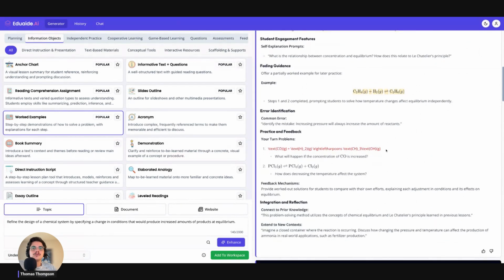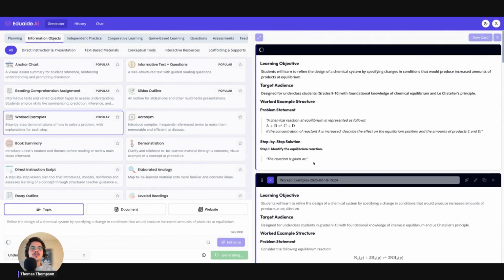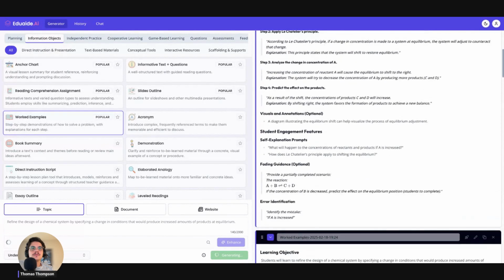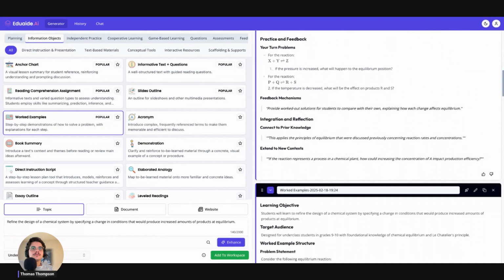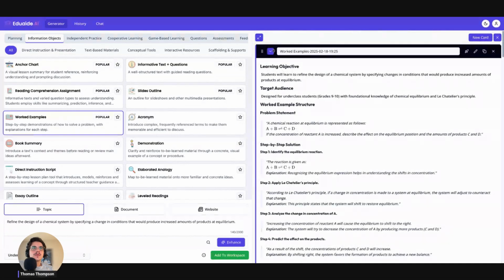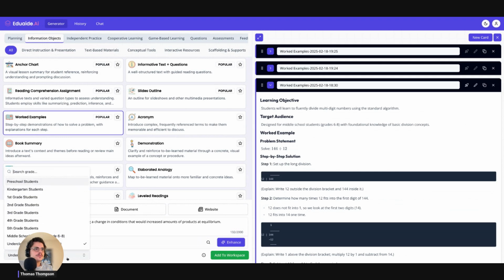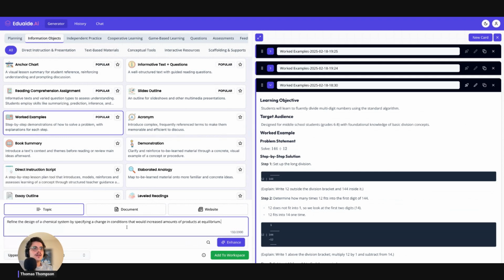We have some your turn problems. And every once in a while, you might see the AI kind of screw up the formatting here. That may occur. You can always hit add to workspace again. You could fill in your own problem, but generally, it will nail the proper chemical reactions here. Okay, and now let's go look at our last example, which will go to 11th, 12th grade.